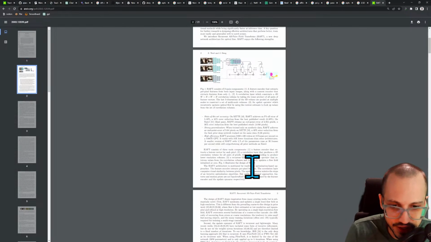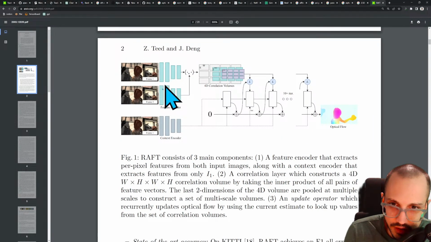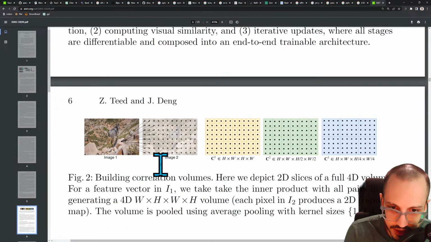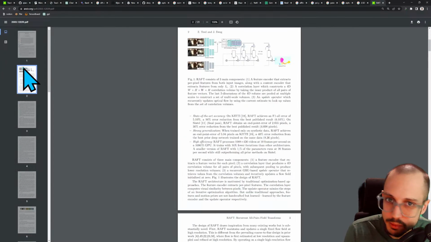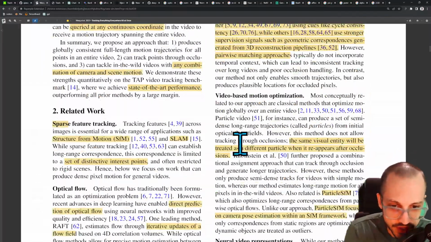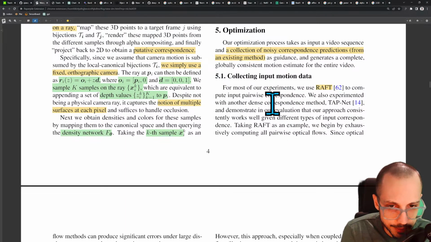So RAFT is basically optical flow estimation. It seems like they're feeding each frame into a neural net and then doing some kind of difference between them. I don't actually know what RAFT is, but I'm just trying to get an idea from these pictures. But okay, so they use this RAFT, which is kind of an older algorithm, to get a guess for these correspondences, and then they're going to refine those correspondences with their technique. We also experimented with another dense correspondence method, TAP-Net, and demonstrated in our evaluation that our approach consistently works well given different types of input correspondence. What does work well mean, right? That's kind of a vague term.